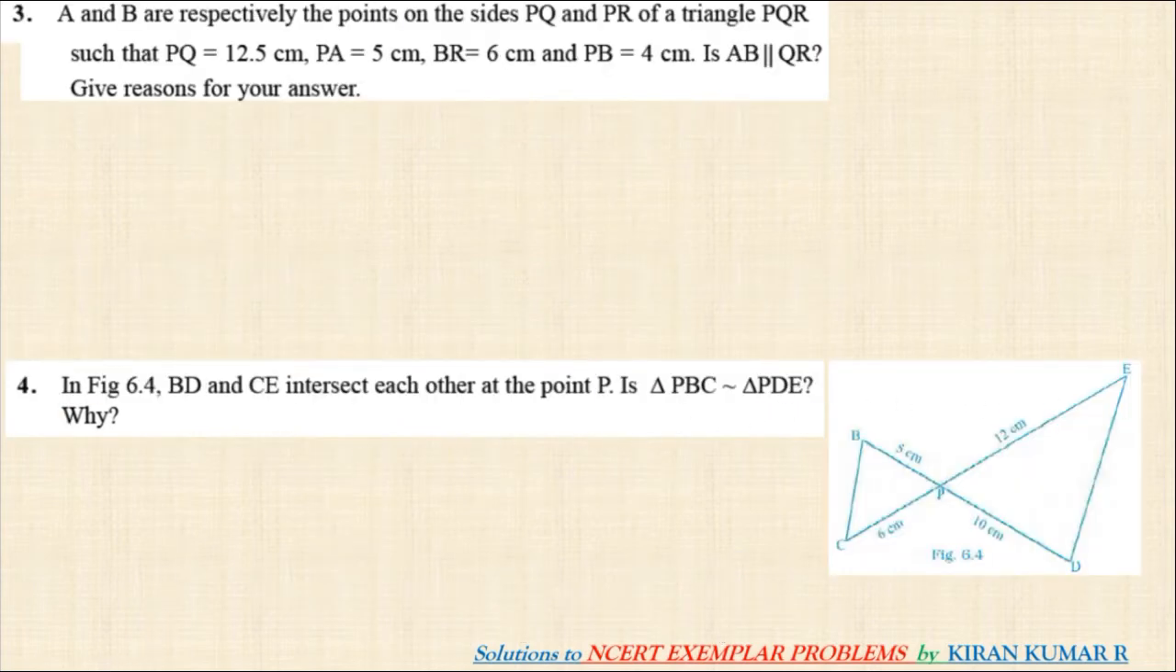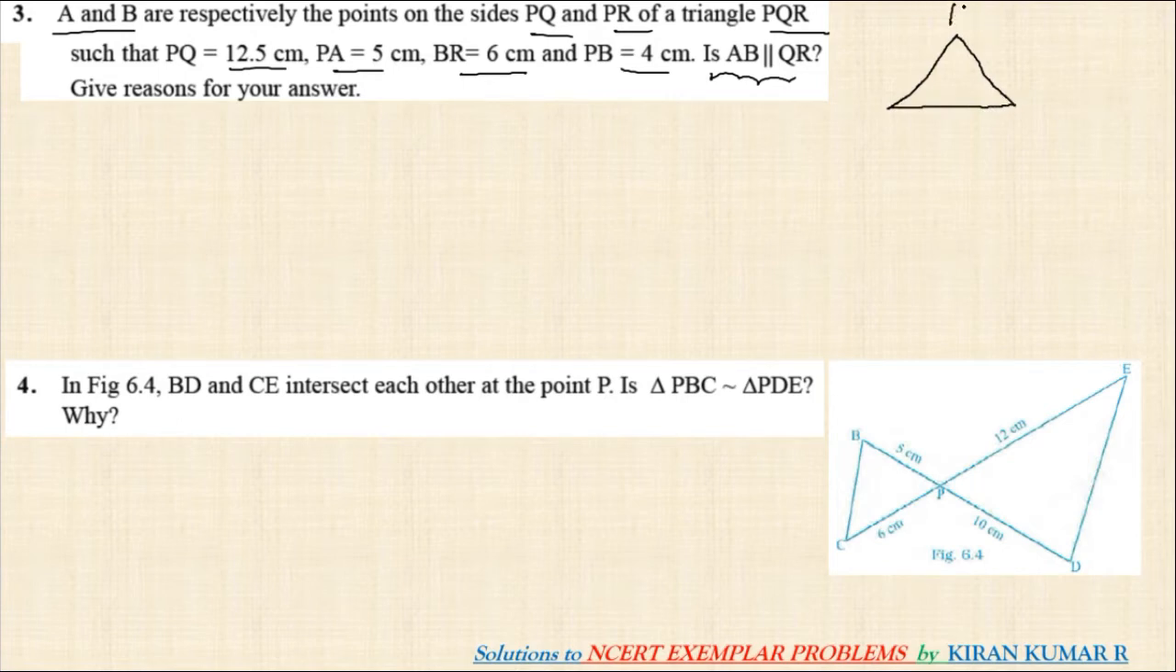Question number 3. A and B are respectively the points on the sides PQ and PR of triangle PQR such that PQ is 12.5 cm, PA is 5 cm, BR is 6 cm, PB is 4 cm. Is AB parallel to QR? Give reason for your answer. Let me draw a rough diagram representing the statement.